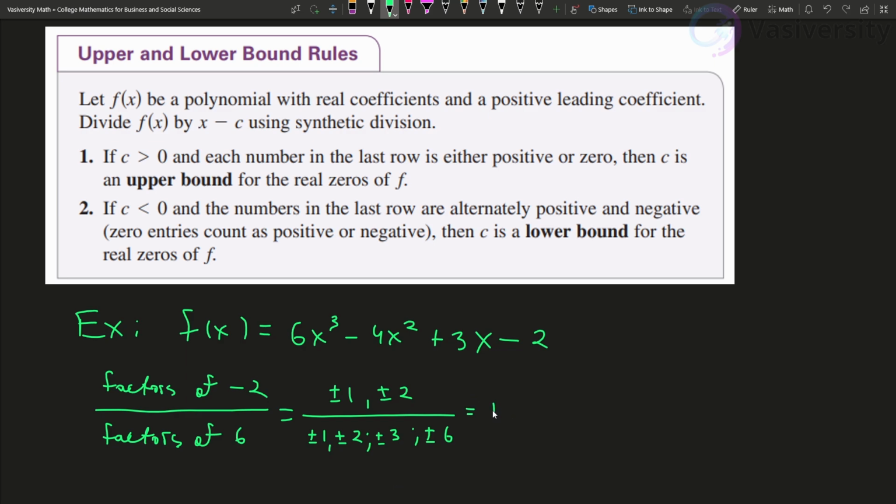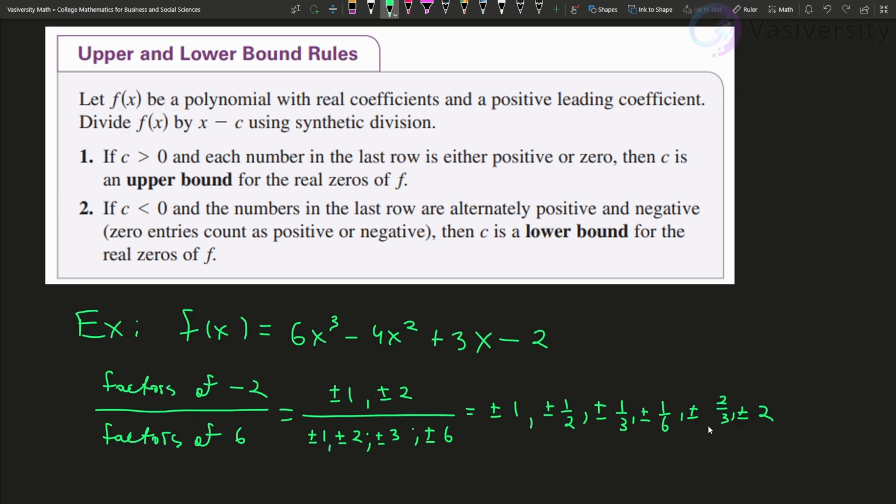So what can we have? We can have plus or minus 1, plus or minus 1/2, plus or minus 1/3, plus or minus 1/6, plus or minus 2/3, and plus or minus 2.